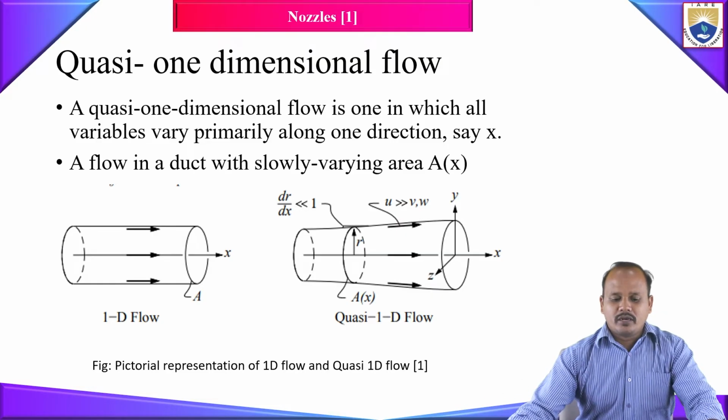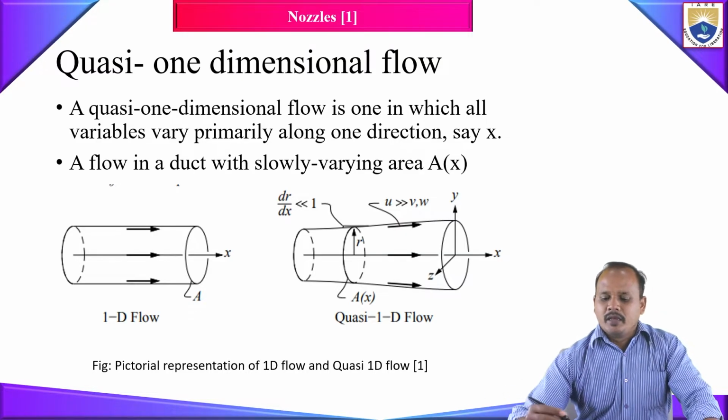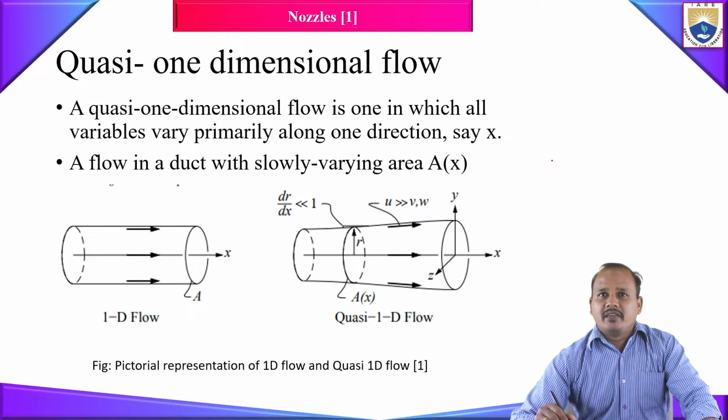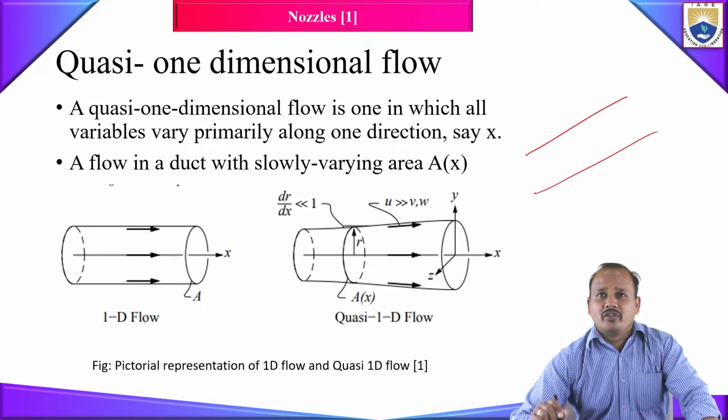As you know, in one-dimensional flow, the flow property variation is a function of only one space coordinate; it may be the x-axis, or y, or z. Sorry, those types of flow we call one-dimensional flow. In one-dimensional flow, you will have a constant area duct, in which the flow property variation happens along only one direction. That is the pure one-dimensional flow.